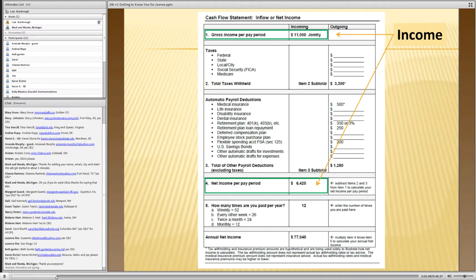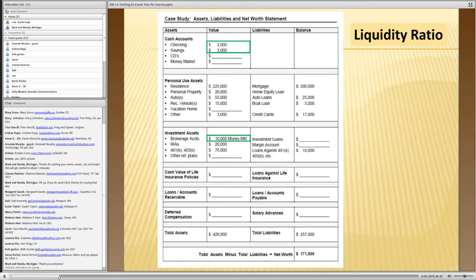So if we look at the cash flow statement on income, we could see that their gross income per pay period, they're both working, $11,000 monthly. And their net income, which we've arrived at with a little calculation here, and for this purpose, is $6,420. So there's their income.